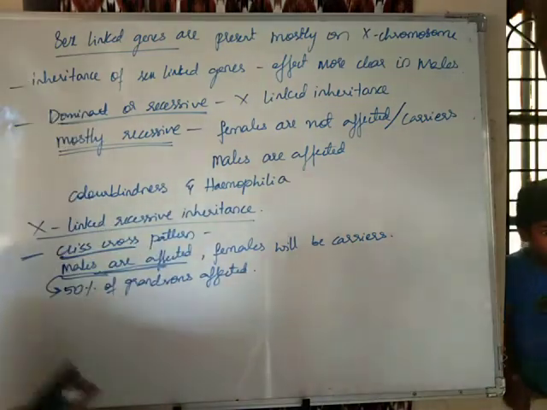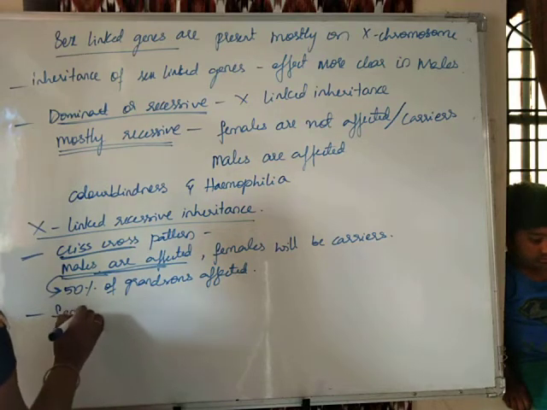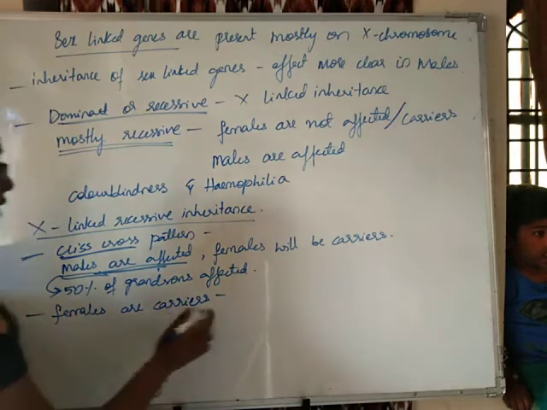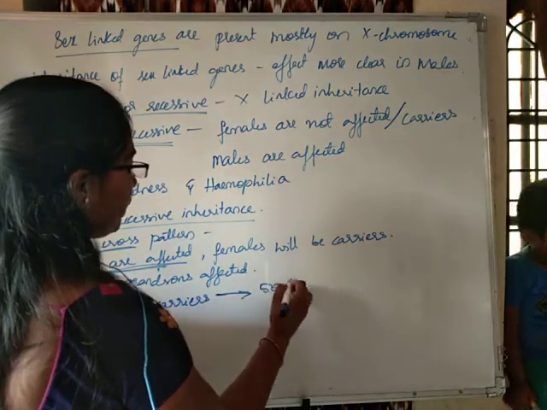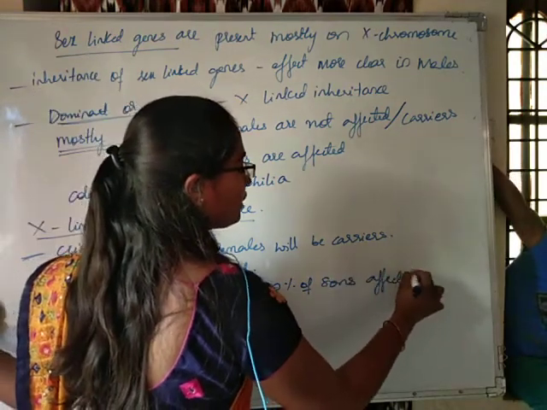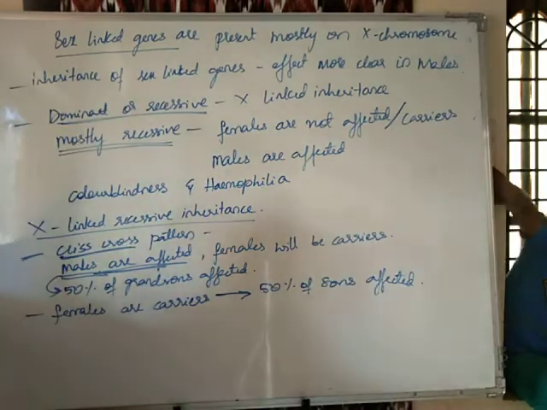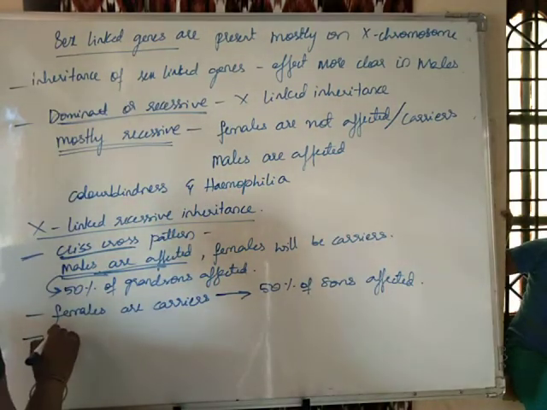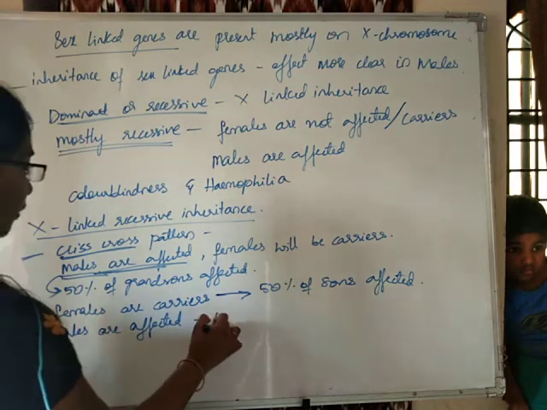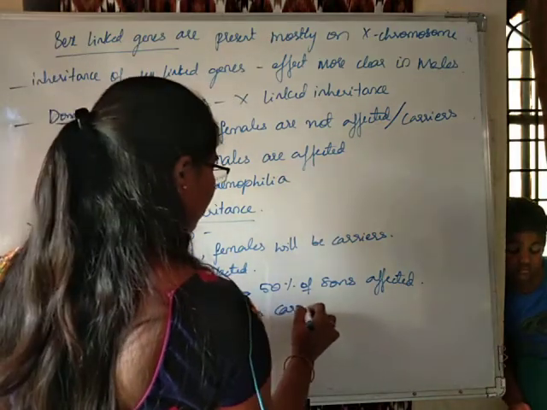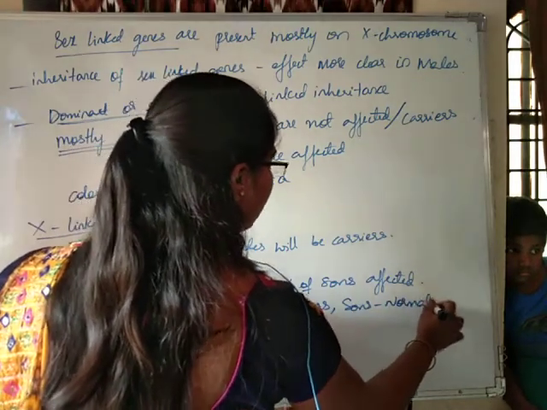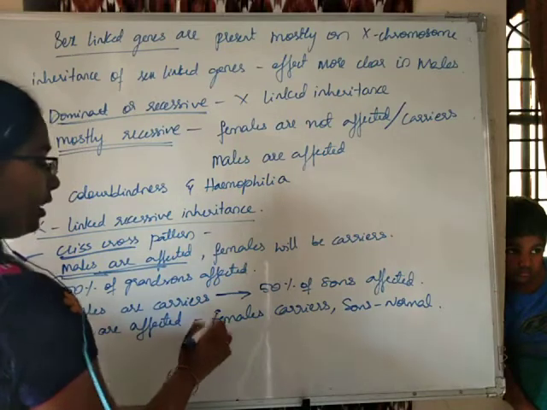Females are generally carriers. If females are carriers, then nearly 50% of their sons will be affected. If males are affected, then females will be the carriers and sons will be absolutely normal.